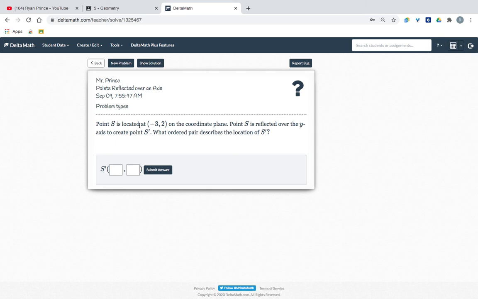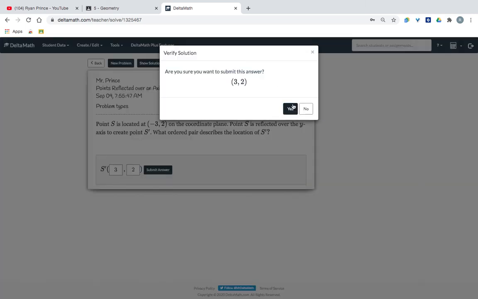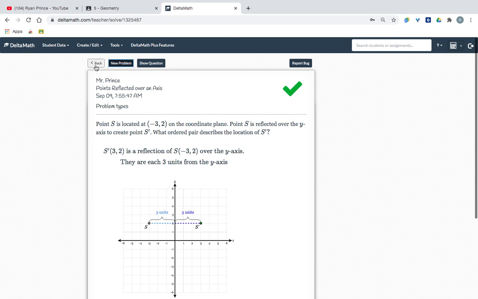So we've got (-3, 2). It's reflected over the y-axis. So when you reflect over the y-axis, the y value stays the same. That means the x value is the one we change the sign of. So instead of -3, it'll be +3, and then the y value stays +2. That's all you do. Anytime you reflect over an axis, whichever axis it is, that value stays the same. The other one changes the sign. So let's go ahead and submit this, and it's correct.